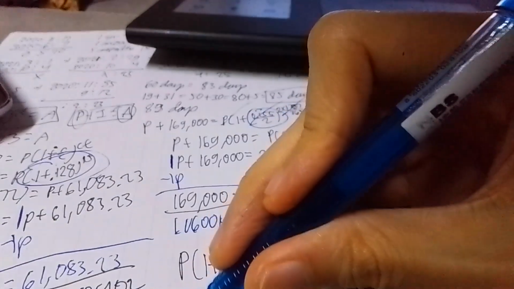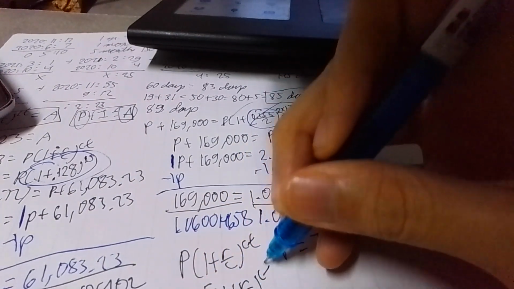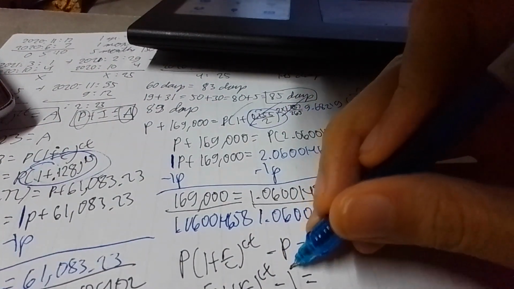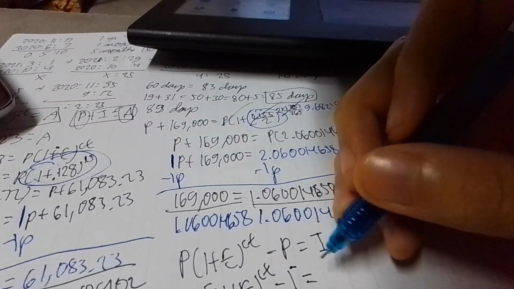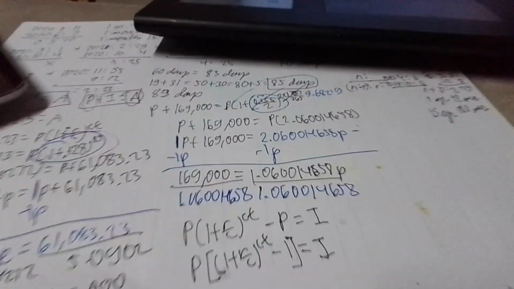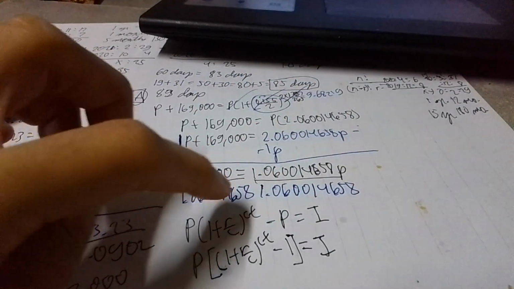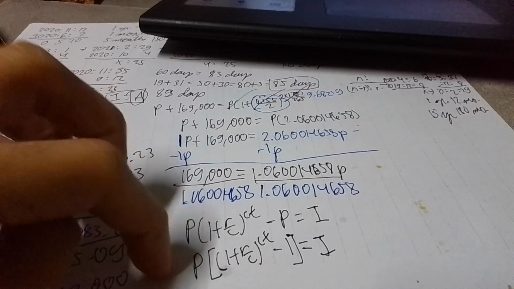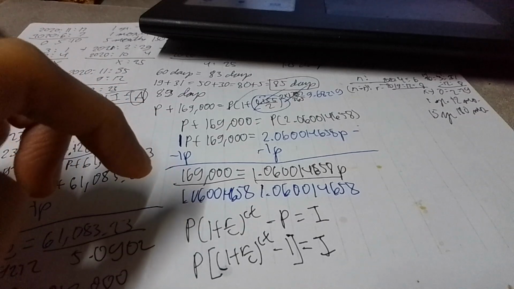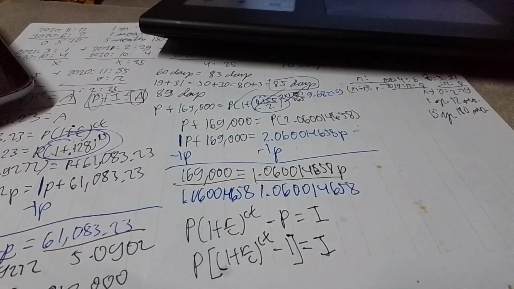Pwede ka mag-factor out ng P dito and you will just have 1 plus R divided by C raised to the CT power minus 1 equals I. Diba? Kasi nga, if you were to do that, remember yung P, you can factor out the P's. And if you do that, remember yung P ay pwede mag-distribute dito. So therefore, it's going to be P times 1 plus the R divided by C, and then P times negative 1 minus P.